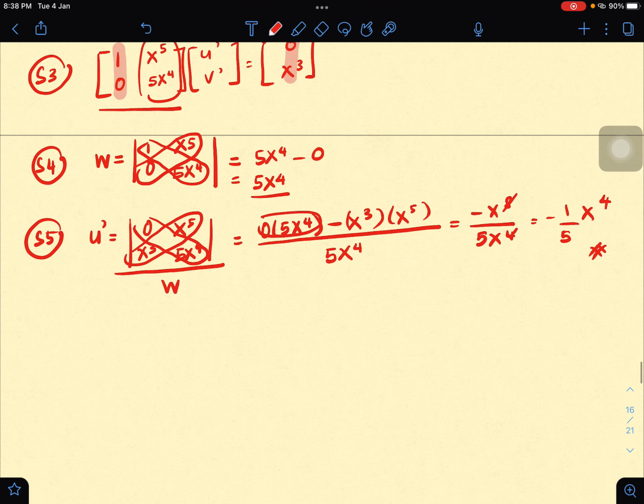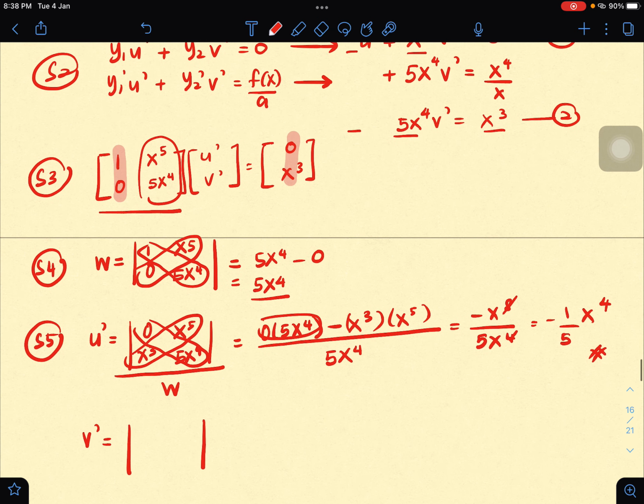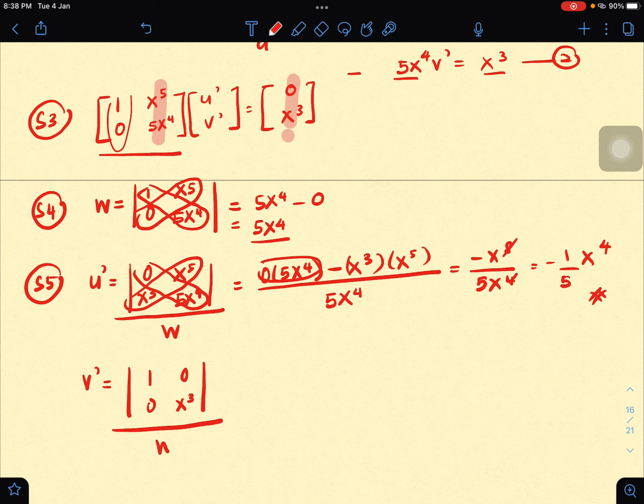Okay, so you need to find your v prime. So your v prime is the determinant of matrix V. So how to find the matrix V? To find matrix V, you need to substitute this column with this one. Okay, so we have 0, x to the power of 3 here, and the first column just need to copy back, and it must be divided by the Wronskian value. So you have this one multiplied by this one, so you have 1 multiplied by x cubed minus 0 multiplied by 0 divided by your Wronskian value is 5x to the power of 4.